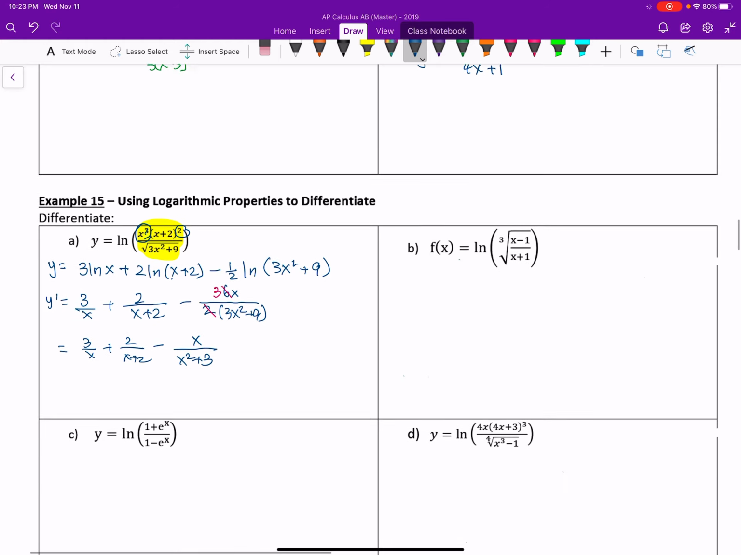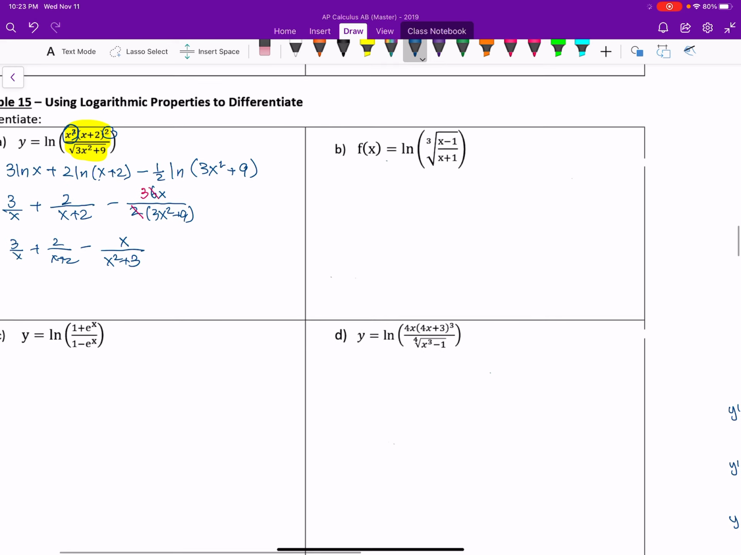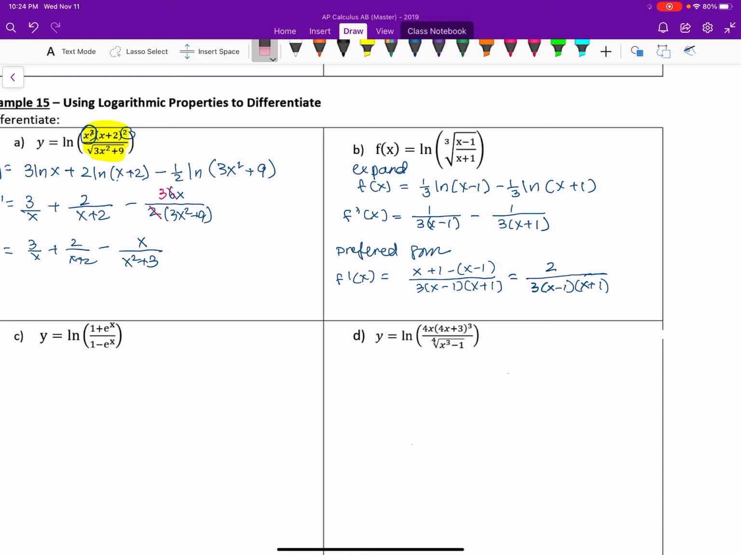Now I want you to try some of these other ones. Try B. Pause the video right now and try B. In that case, you may want to just separate the numerator and the denominator, make it the cube root of x minus 1 in the numerator and cube root of x plus 1 in the denominator, and then expand. Pause and do it, and come back and check.